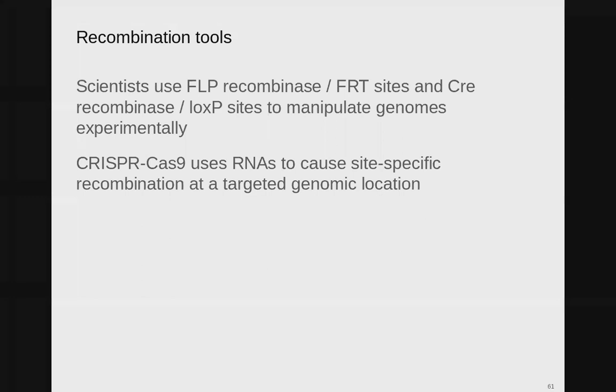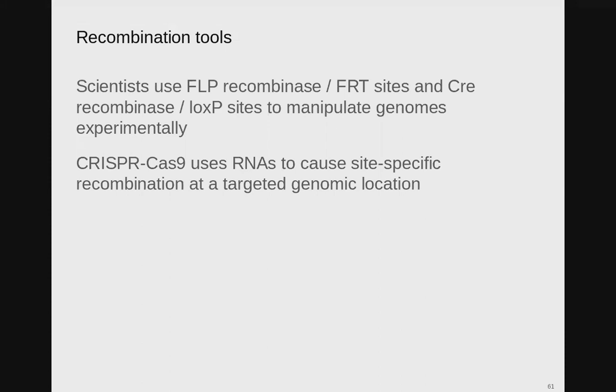Now, biotechnology-wise, we actually use recombination quite a bit. So there's many different techniques out there, including fragment length polymorphism, to manipulate genomes experimentally, so we can study the effects of recombination experimentally in a lab setting.